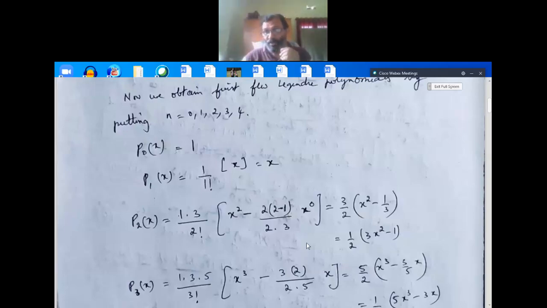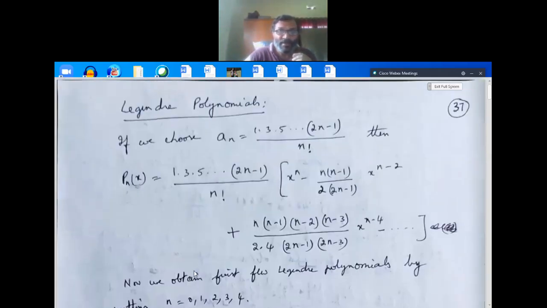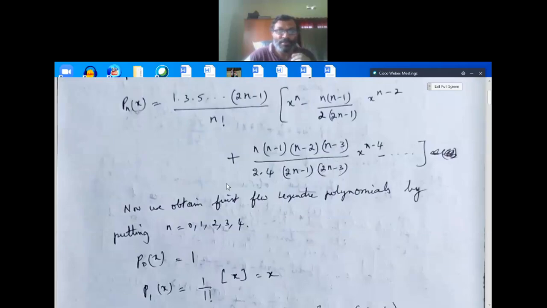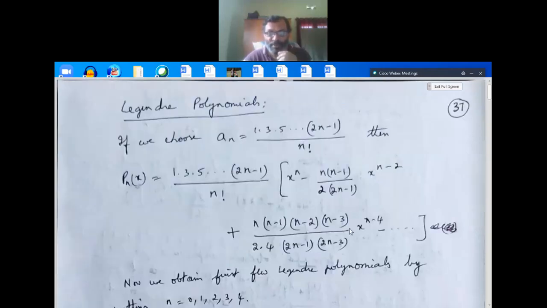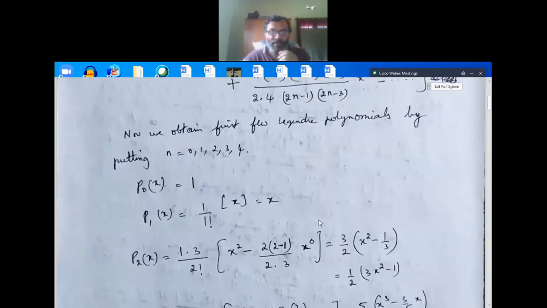Now similarly going to P3 of x. P3 of x means n equals 3. So what happens here? n equals 3 means 3 into 2, 6, 6 minus 1, 5. So till 5, 1 into 3 into 5 divided by 3 factorial, x power 3, and x power 3 minus 2, that is x power 1, so possible. So 3 into 2 divided by 2 into 5, x power 1. Here 3 minus 4, 3 minus 1, so we can neglect. So that way we are getting it here.